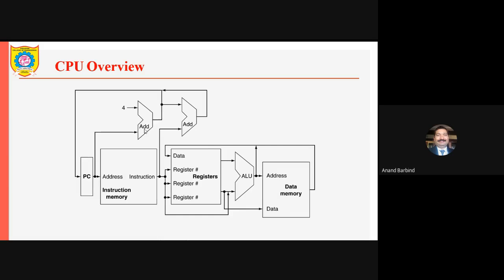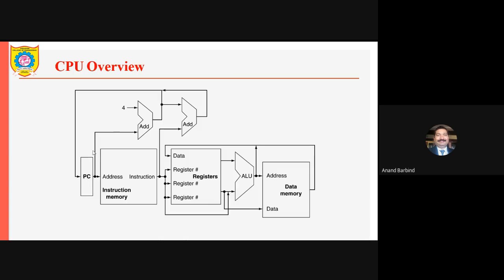Then at the top you can see there are two different adders. The first adder is the default adder, and many times this adder is used to add just 4 to the current contents of the program counter, PC, so that the PC can be modified to contain the address of the next instruction. As already discussed, the next instruction will be after 4 locations, and that address will be contained by the PC after the current instruction has been fetched.